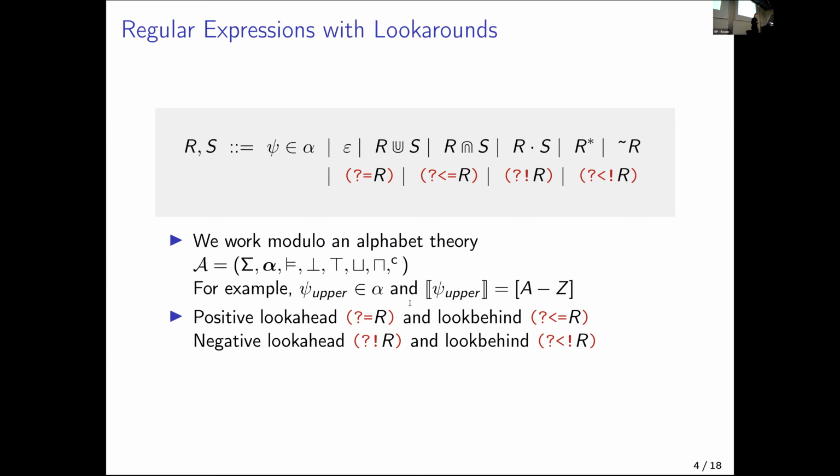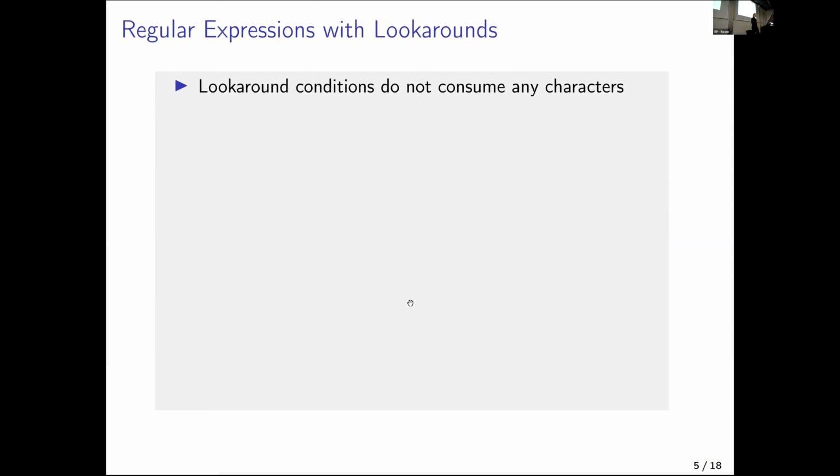And the other extension is that we have lookarounds. So we account for both positive and negative look-aheads and look-behinds. And I'll talk a little bit more about the semantics of these operators. The semantics for lookarounds complicate things a little bit, since the conditions in lookarounds don't really consume any characters. The matches are empty, but they describe a context in which a match should occur.